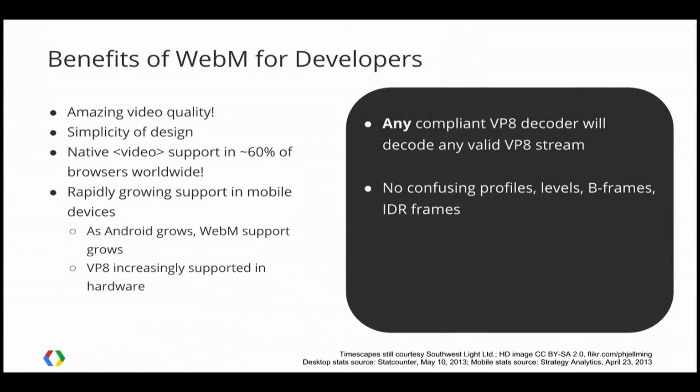Because there are no profiles, there are no levels, which is another way that codecs are defined by what's the maximum frame size of this video, bit rate, and so forth. We don't do B frames, which are a way to predict forward and backward in the video. No IDR frames. We try to keep it as simple as possible, yet we do achieve the same quality as something like H.264 high profile.